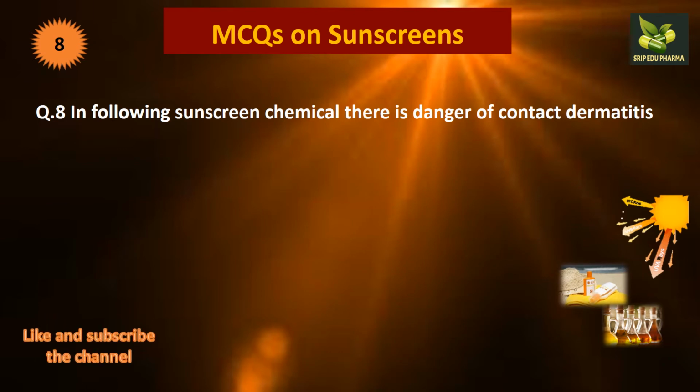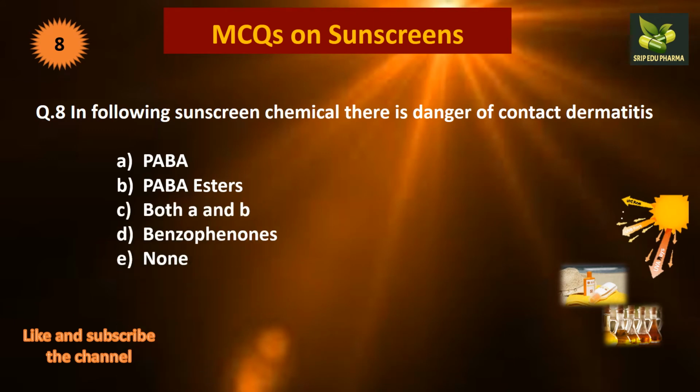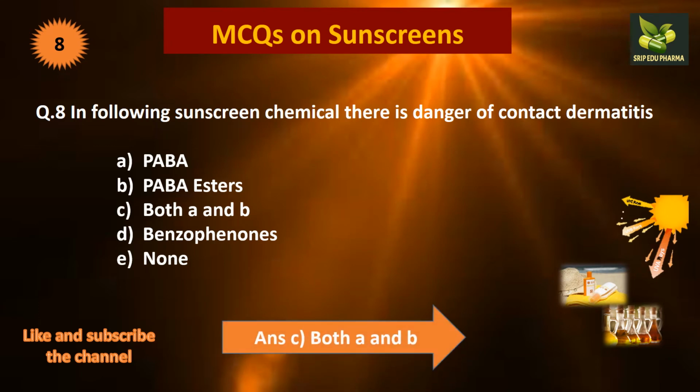Question number 8: in the following sunscreen chemicals, there is danger of contact dermatitis. A. PABA, B. PABA esters, C. both A and B, D. benzophenols or E. none. If we remember, PABA is para-aminobenzoic acid, and both PABA as well as PABA esters have the contraindication of causing contact dermatitis. Because of that, many more sunscreen chemicals were developed, and benzophenone was one which doesn't cause contact dermatitis, so it is given in combination. Hence the answer is both A and B, that is C.